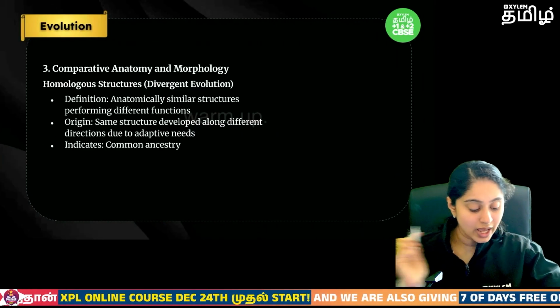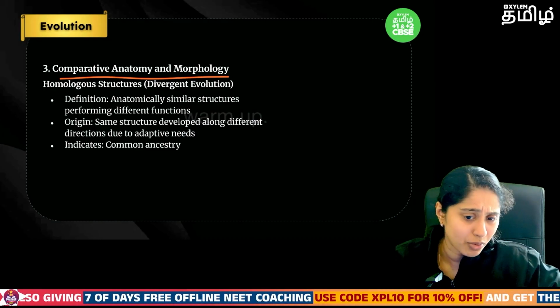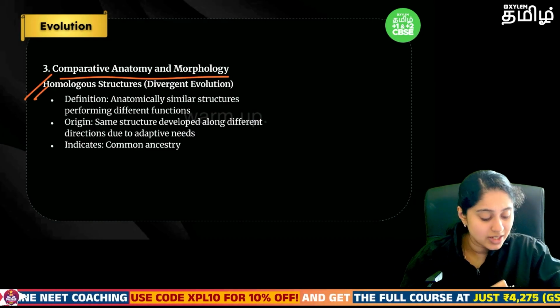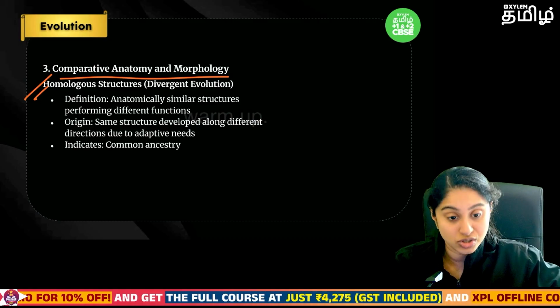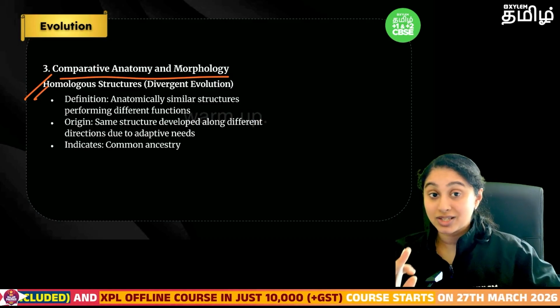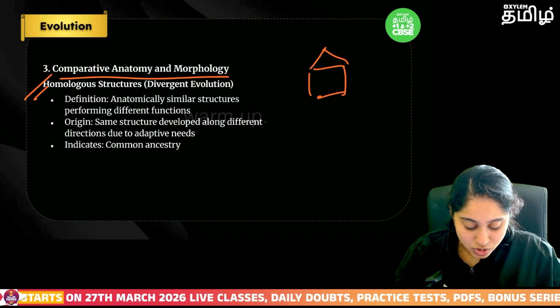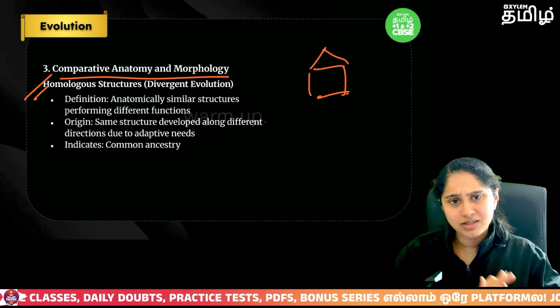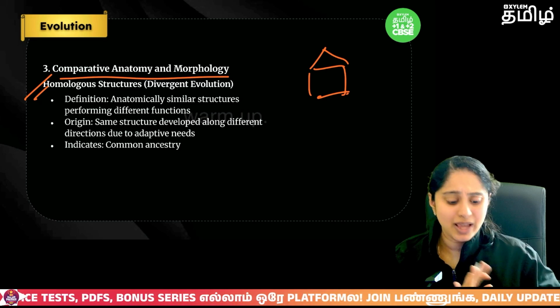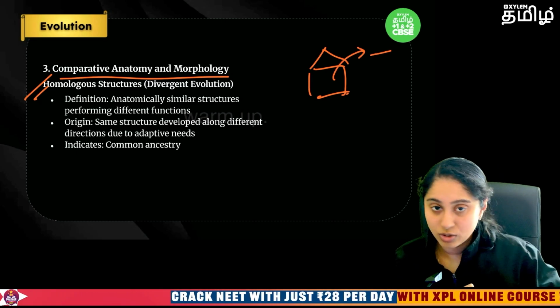Okay. Then coming to the comparative anatomy and morphology, this is very important, guys. So the first point is when you look at the homologous structures, which is basically divergent evolution. So what do we mean? I'll tell you what is divergent. So we are in a house. There is a father, there is a mother, there is a grandfather, grandmother, baby, everybody is there. One person is a student. He or she goes to school.